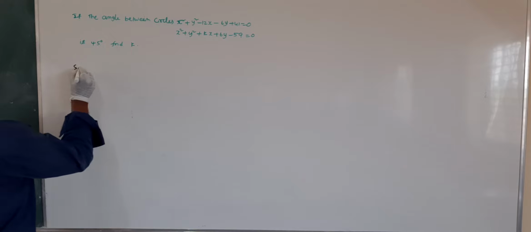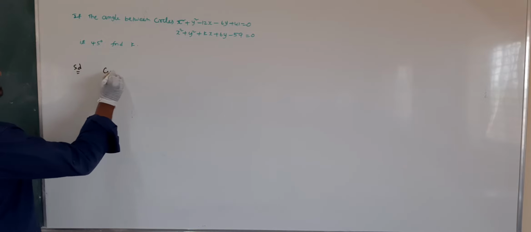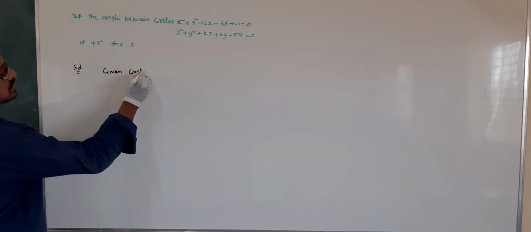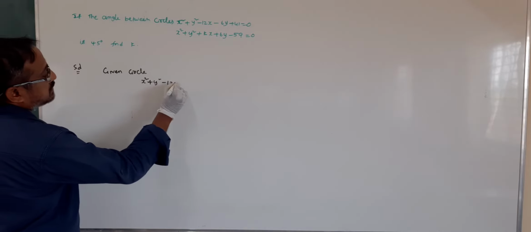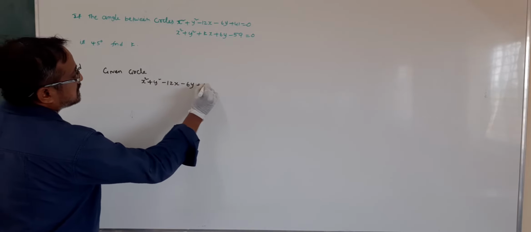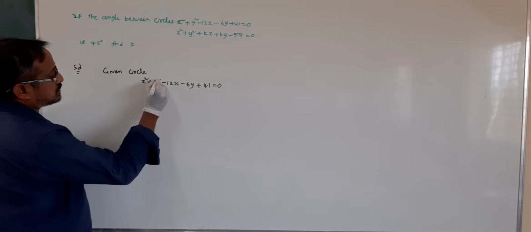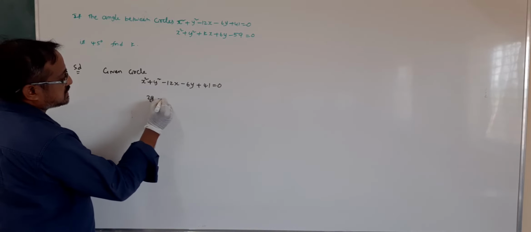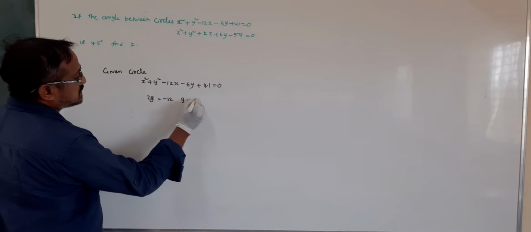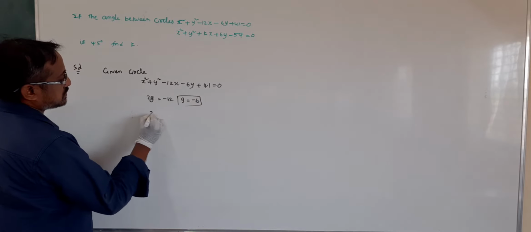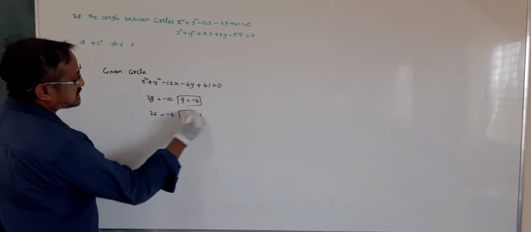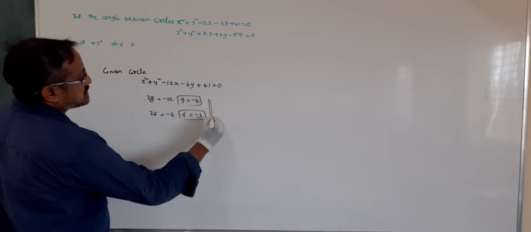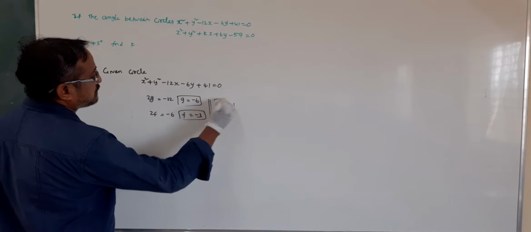Given circle x square plus y square minus 12x minus 6y plus 41 equal to 0. So here 2g is equal to minus 12, g is equal to minus 6, 2f is equal to minus 6, f is equal to minus 3 and c is equal to 41.